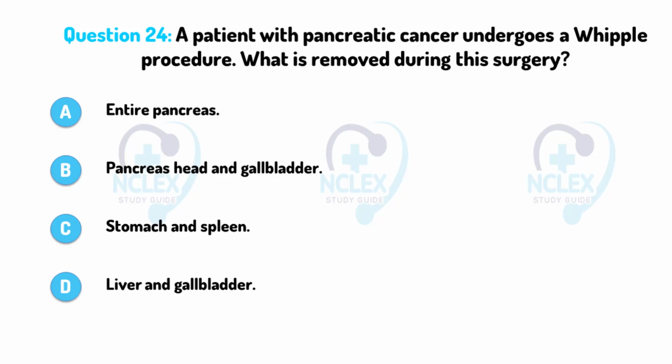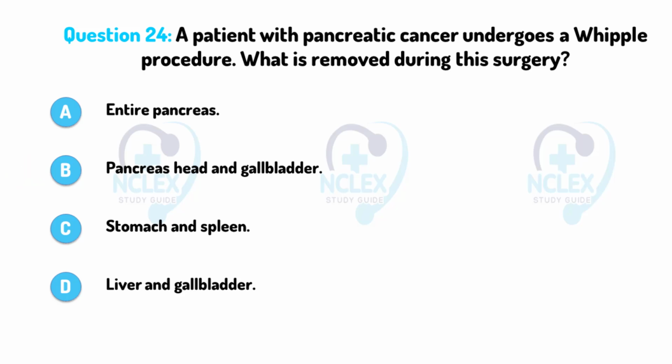Question 24. A patient with pancreatic cancer undergoes a Whipple procedure. What is removed during this surgery? A. Entire pancreas. B. Pancreas head and gallbladder. C. Stomach and spleen. D. Liver and gallbladder.